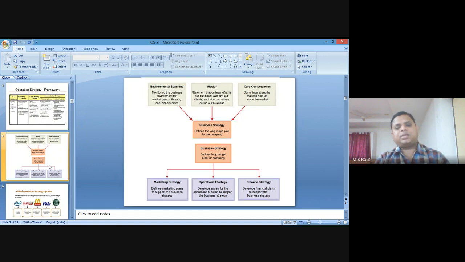The next part is that if you segregate the business strategy, as far as the long-term plan for a particular company is concerned, it should be divided into three types. The first one is your market strategy, which defines the marketing plan to support the business. The next is your operation strategy, where you directly develop a plan for the operation function to support the business strategy. And the last one is financial strategy, where you develop a financial plan to support the different business strategies.